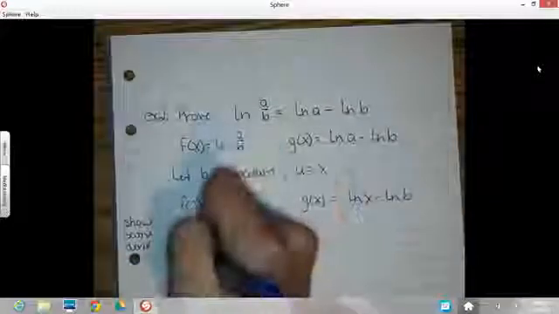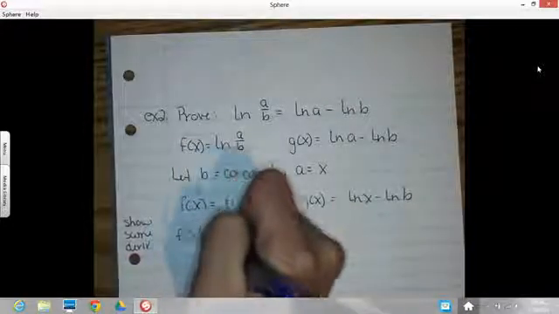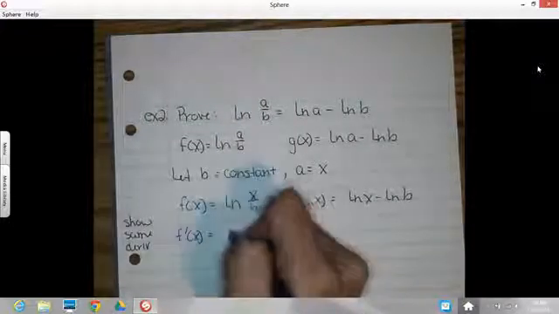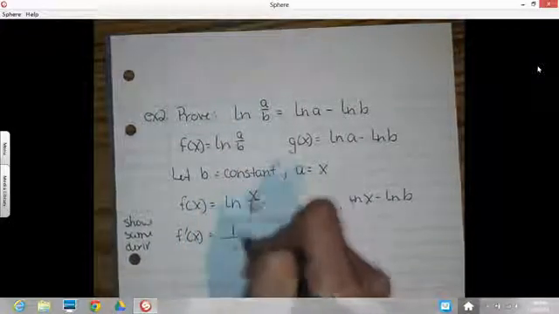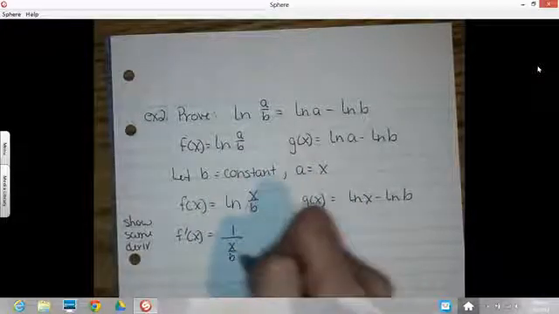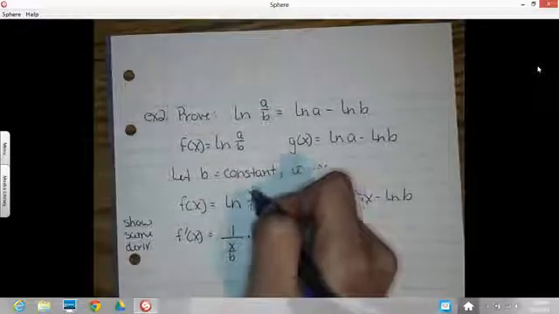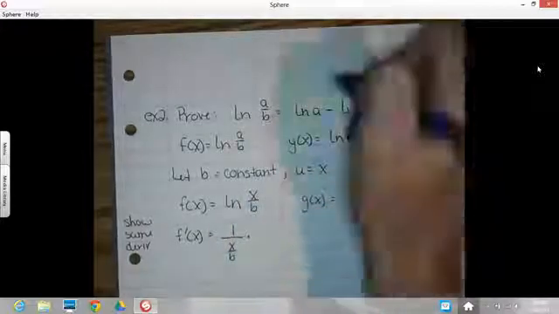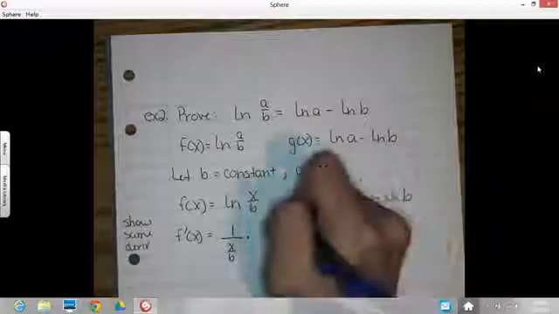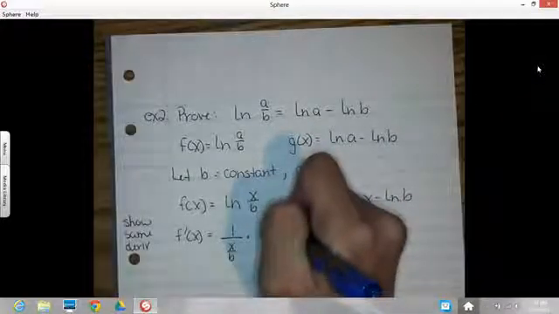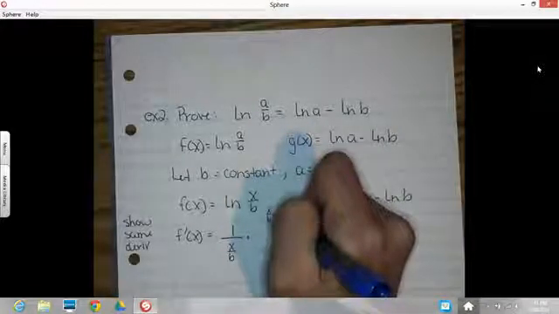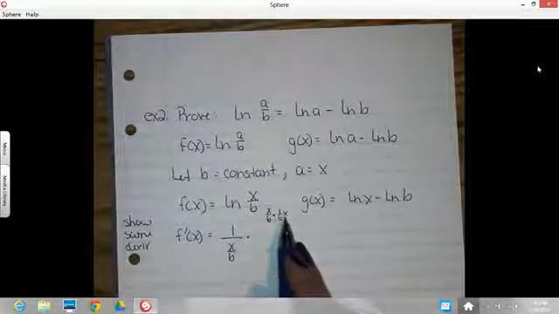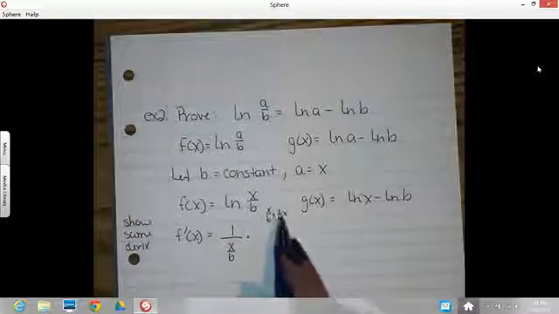Okay, so f prime of x. Natural log of a u, so it's 1 over this fraction times the derivative of this. Think of x over b as 1 over b times x. Think of the b as a number, like 1/2 x. So the derivative here is this 1 over b.